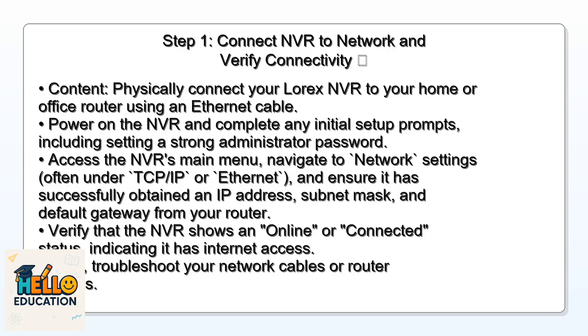Access the NVR's main menu, navigate to network settings, often under TCP/IP or Ethernet, and ensure it has successfully obtained an IP address, subnet mask, and default gateway from your router. Verify that the NVR shows an online or connected status, indicating it has internet access. If not, troubleshoot your network cables or router settings.